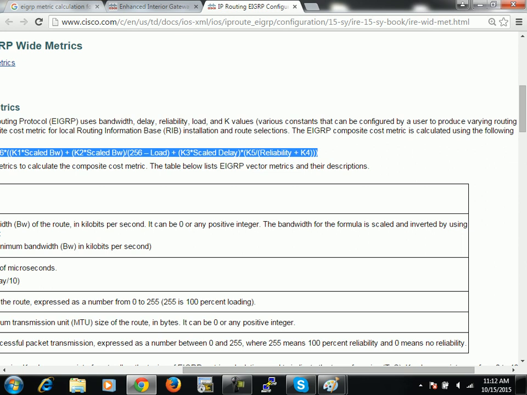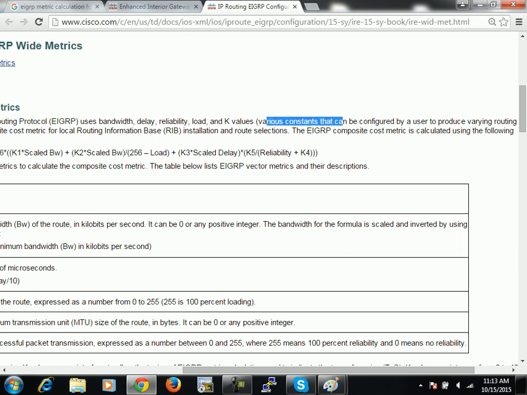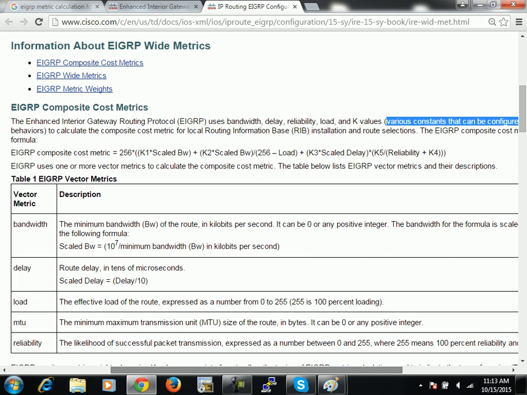You see, it uses bandwidth, delay, reliability, load and... अगर K वैल्यूज उन्हीं को रिलेट कर रहा होता है यहाँ पे, तो ये एंड में नहीं लिखेगा फिर K वैल्यूज को. फिर ये सिंपली बस यही लिख रहा होता है कि इट विल यूज K वैल्यूज या फिर इट विल यूज दिस कंपोनेंट. इसने कहा है EIGRP uses bandwidth, delay, reliability, load and K values, not MTU. Various constants that can be, K values का मीनिंग है ये ब्रैकेट्स में, various constants that can be configured by a user to produce varying routing behaviors.